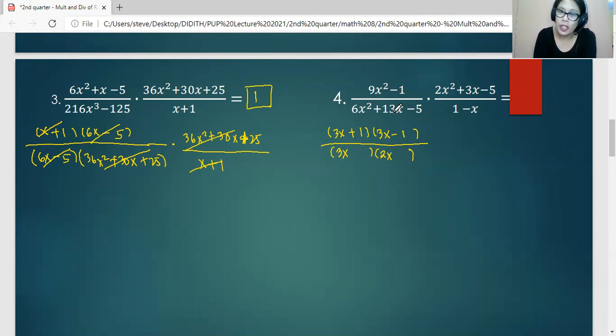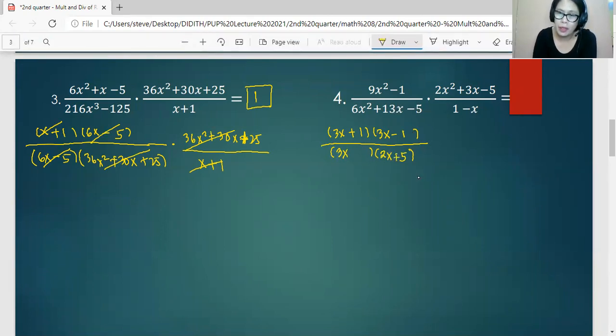Since this is 13, if I'm going to place 5 here, and when 5 is multiplied to 3x, it's 15x, and that's near 13x. Okay? Since this is positive, maybe 5 is positive and 1 is negative. So as we check the sum of the OI here, I mean the product of the outer terms is 15x, while the product of the inner terms here is negative 2x. As we combine them, the result is 13x. So these are the factors of the first denominator here.